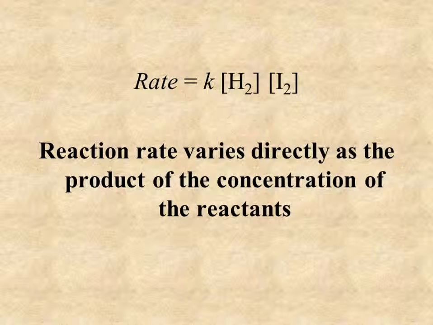So again, the rate law equation would be, we see as rate is equal to that proportionality constant, specific rate constant, times the product of the concentration of the individual reactants. And so at this point, the take-home message is your reaction rate is going to vary directly as the product of the concentration of the reactant. So if that product is increasing, you expect the reaction rate to increase.